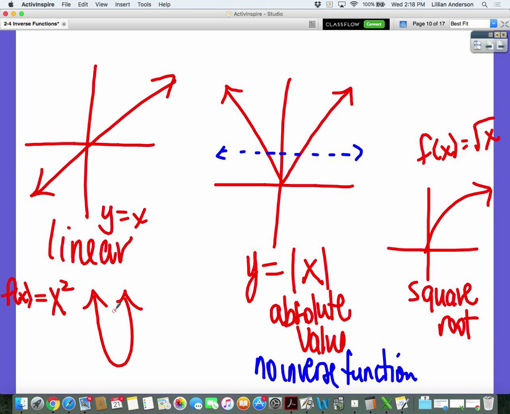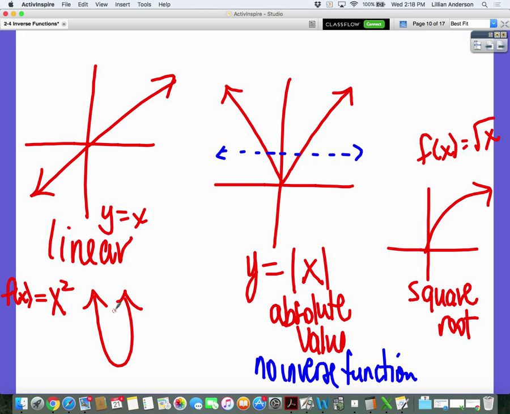Is this inverse a function? No, it does not pass the vertical line test. So the quadratic functions are not one-to-one. They have to pass both. Is the square root function one-to-one? Yes. What about the greatest integer function?